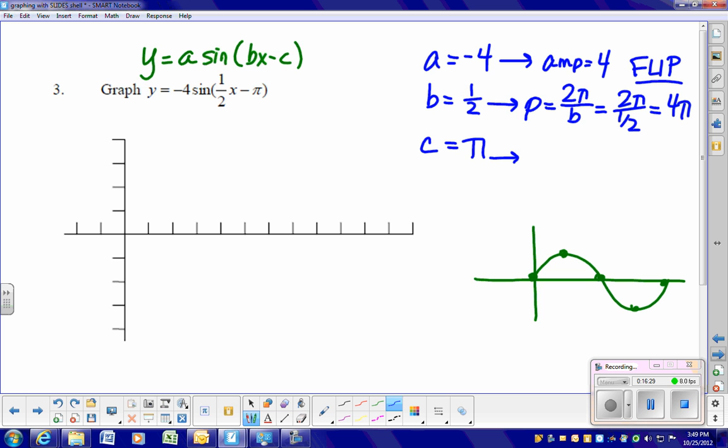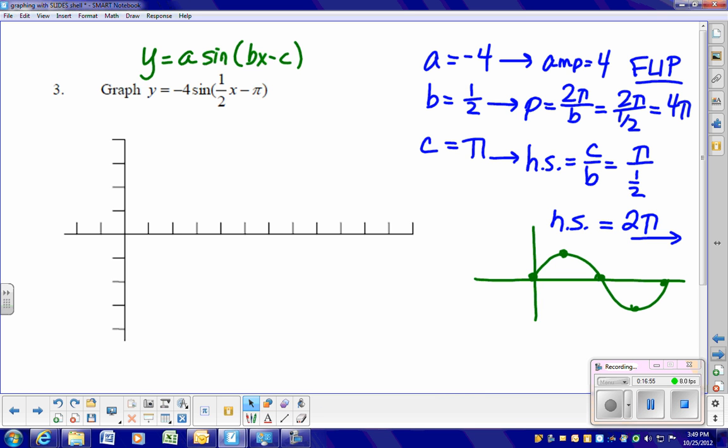And C tells me about my horizontal shift, which in this case, the C over B is going to give me pi over 1/2. Remember how you divide fractions. You multiply by the reciprocal. So our horizontal shift is 2 pi units, and that's to the right since my horizontal shift ended up being positive. So I'm going to use the strategy we used in the last question and graph first and slide after.